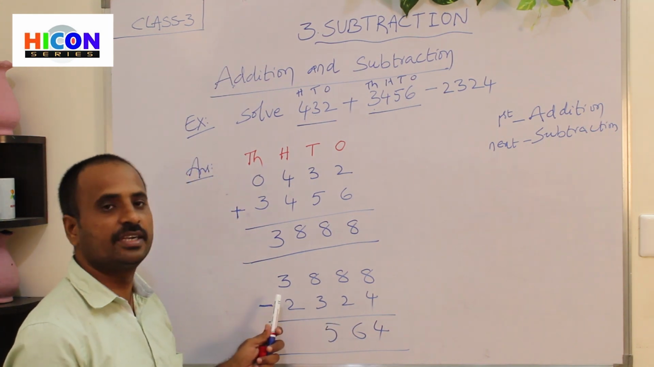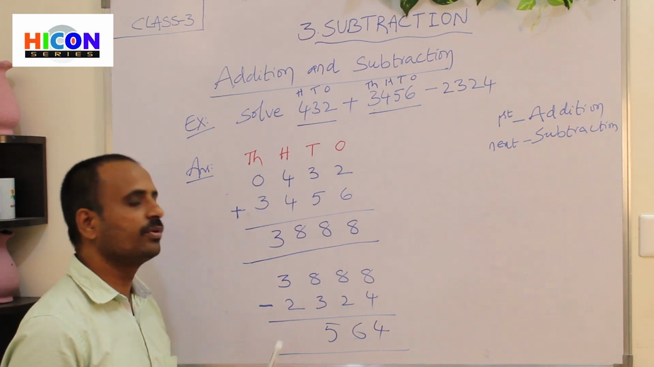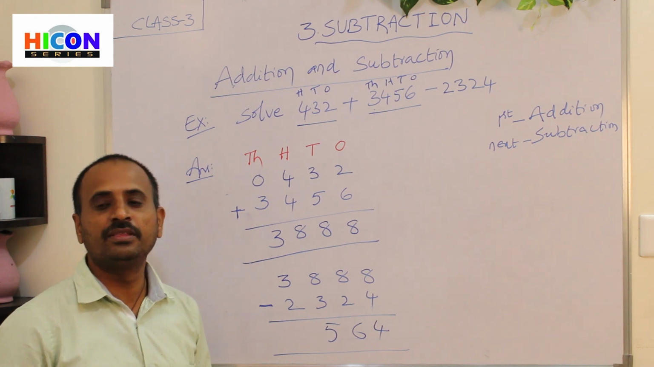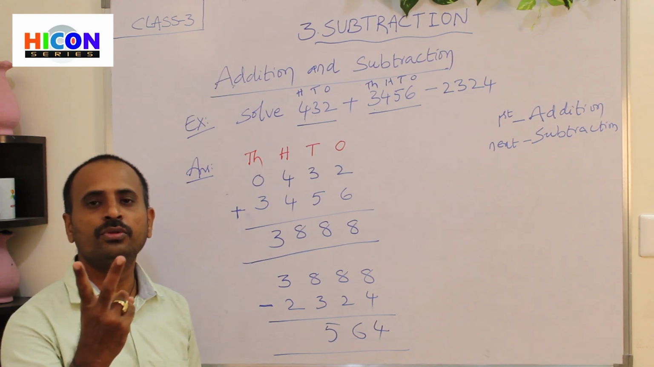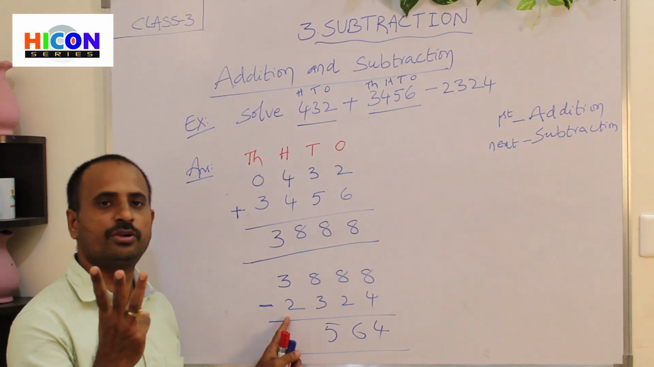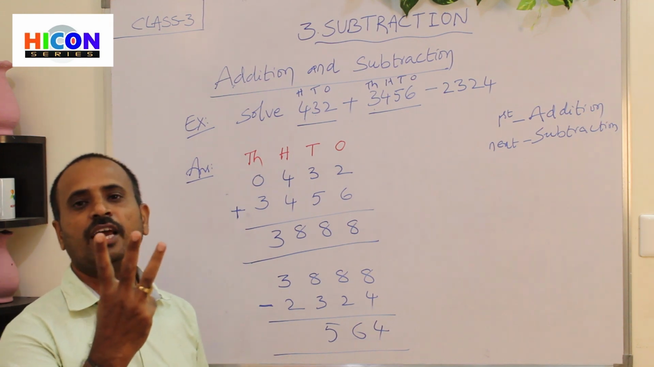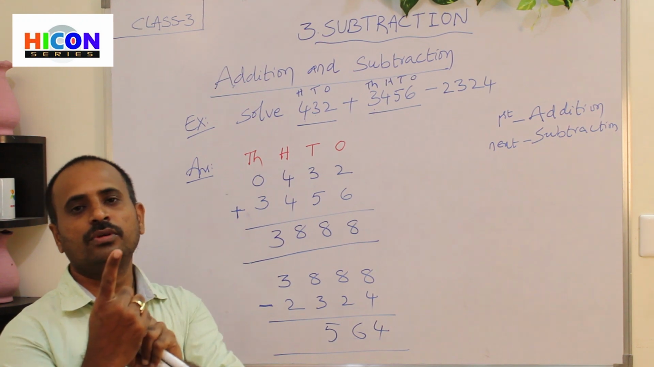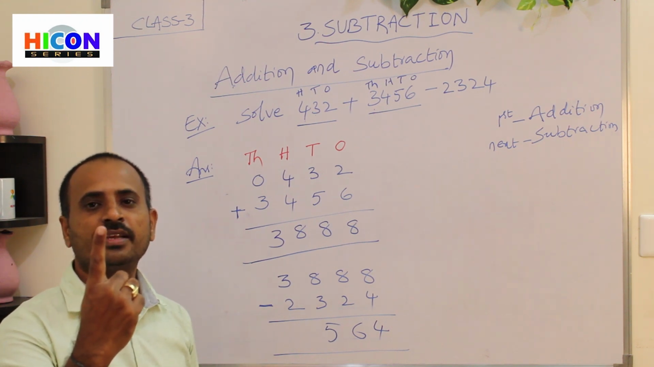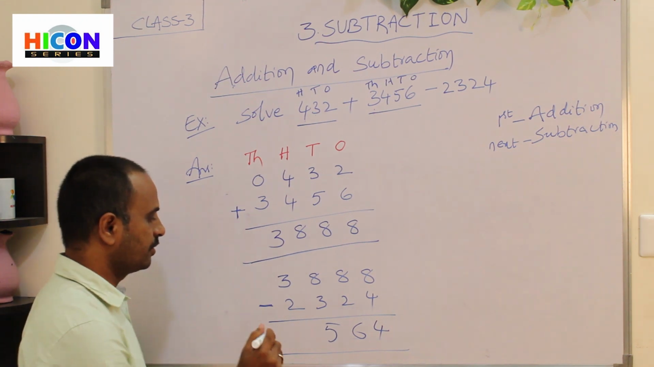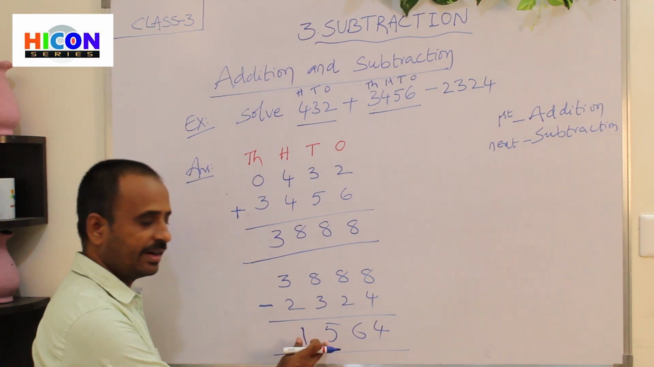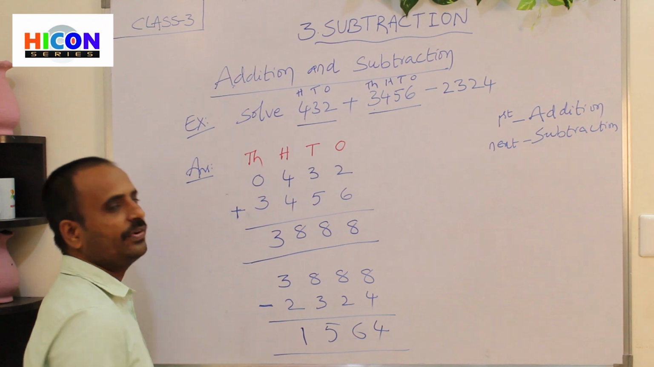Next, go to the 1000th place. What are the digits present in the 1000th place? 3 and 2. What is the first number here? 3. Open 3 fingers of your hand: 1, 2, 3. What is the second number? 2. Close 2 fingers among these 3 fingers: 1, 2. How many fingers are there? There is 1 finger remaining. So write 1. So the answer is 1564. This is the final answer.